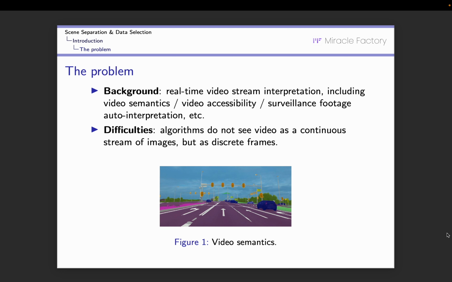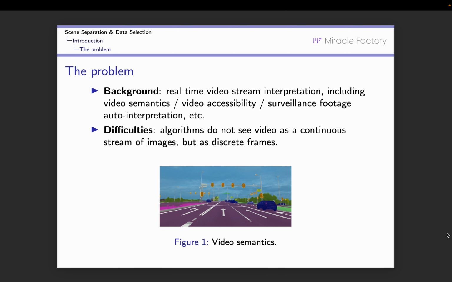The difficulty here is that traditional algorithms usually do not see video as a continuous stream of images, but as discrete frames. This brings up a lot of problems, because if we want to do video stream interpretation, we usually want the algorithm to know the relationship between one frame and another. If the algorithm doesn't see the video as a continuous stream of images, there is a very significant information loss.